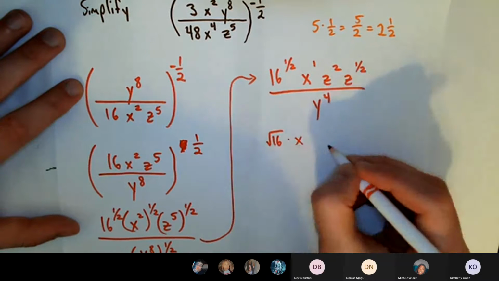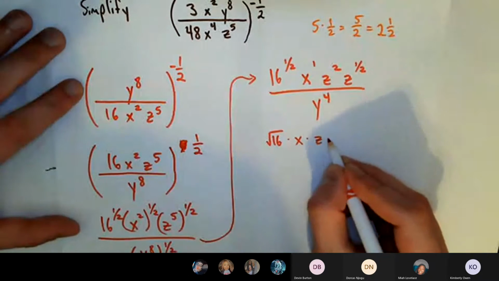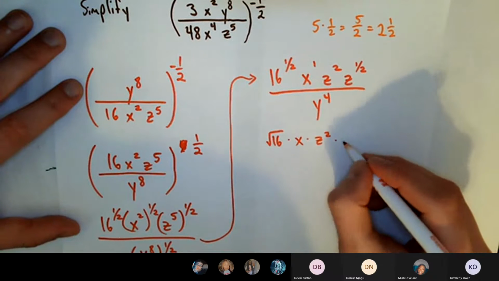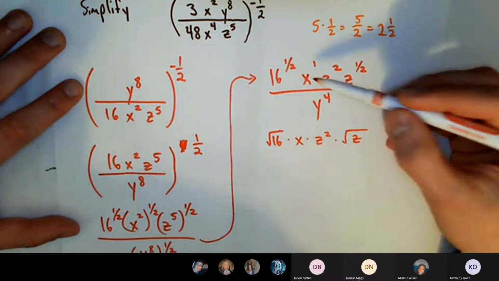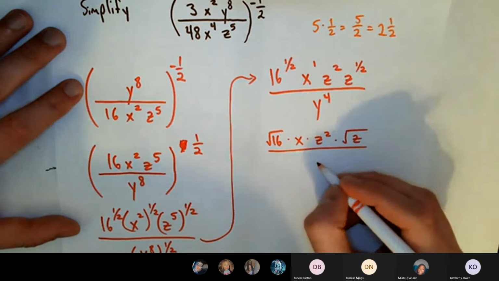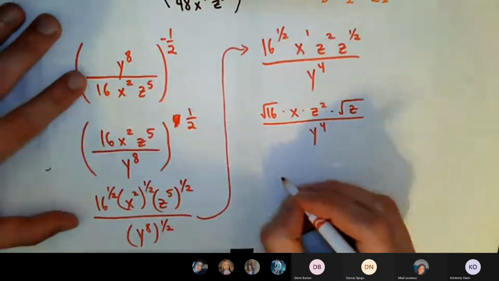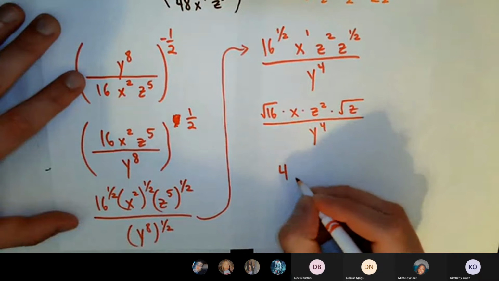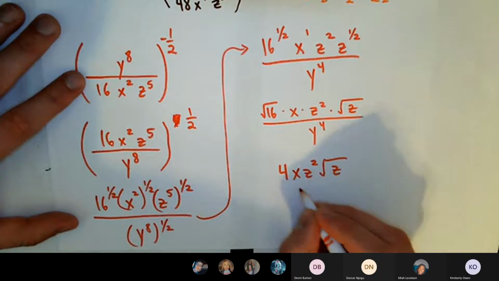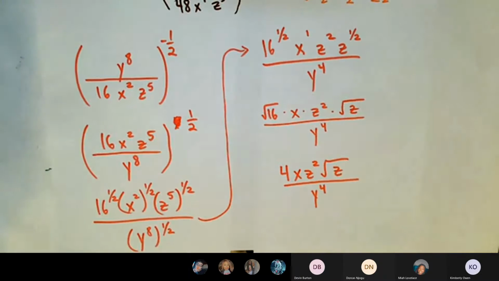And then I have times. I'm going to put a dot here just to show that these things are attached by multiplication now. So everything here is attached by multiplication. And then finally, my square root of z at the back. So the x to the first is there, the z squared is there, and then there's my square root of z. And no problem bringing down y to the 4th. The square root of 16 is 4. So I've got 4, and I'll go ahead and drop the dots in between now because it's not necessary. And there we go. That's it at this point.